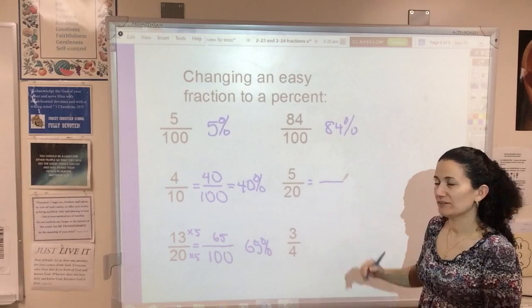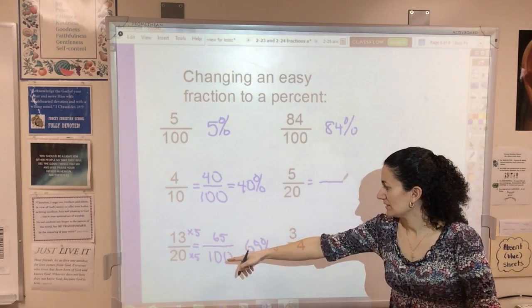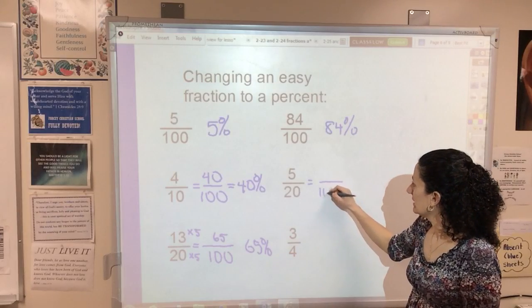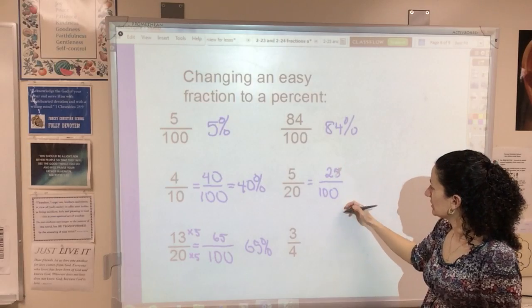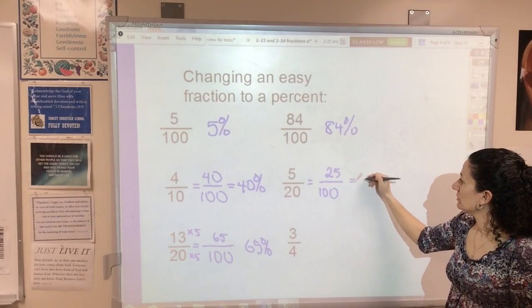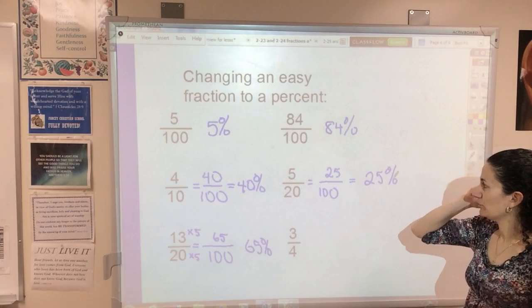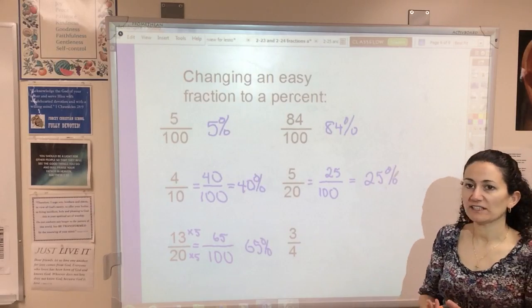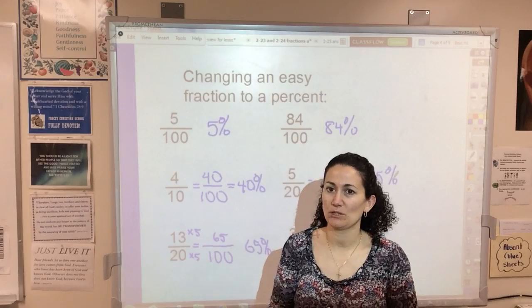Hopefully you paused the video and had a chance to try that one. 20 times 5, as we just talked about, is 100. So all you have to do is 5 times 5, and you have an equivalent fraction out of 100. Once you have the fraction out of 100, you can simply take the numerator and add the percent sign, and you have your percent.